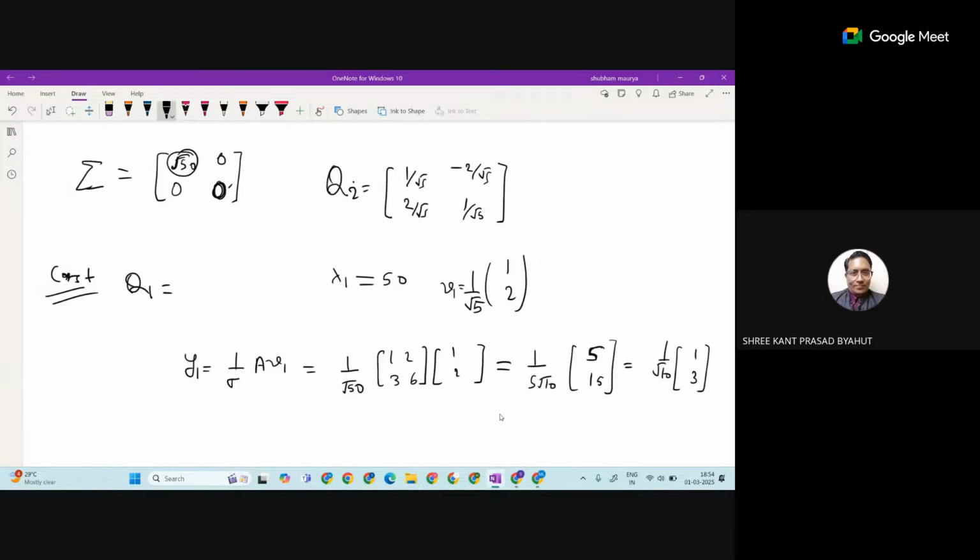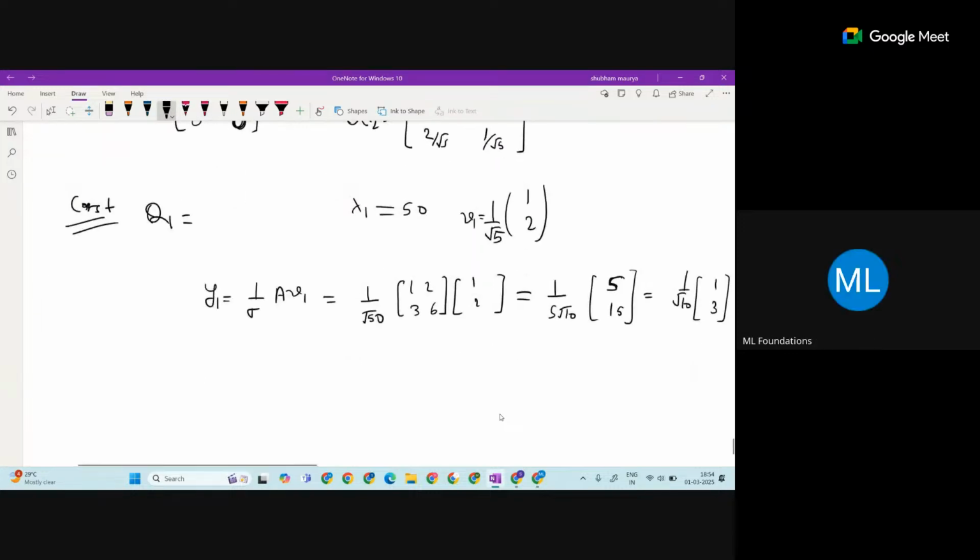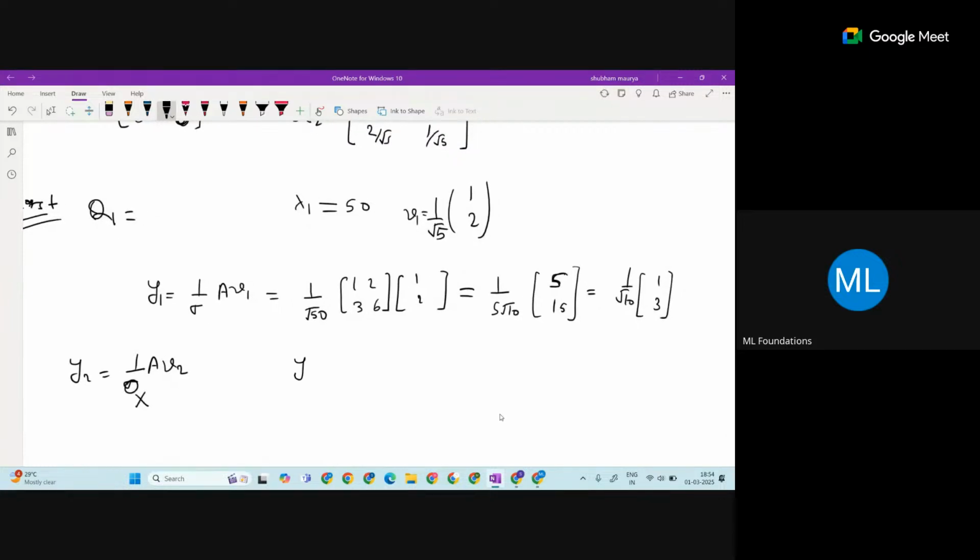Yeah, 3, and this is correct. This is our y1, we got. Now y2 is going to be 1 upon sigma AV2. Sigma is 0 here, so this is undefined. Okay, so we'll not follow this path. We'll choose y2 which is perpendicular to y1.